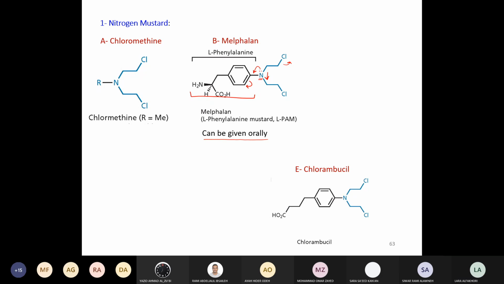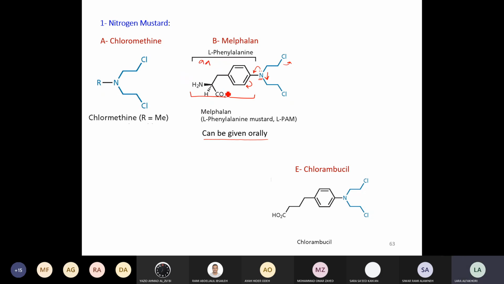Melphalan. It's written up there, guys. Looks like phenylalanine, which is what? What is phenylalanine? An amino acid. Exactly, it's an amino acid.